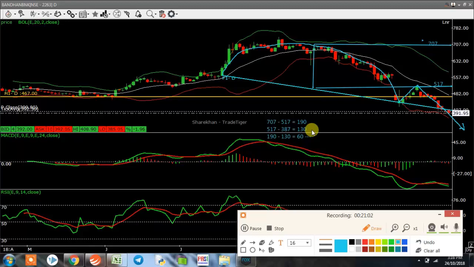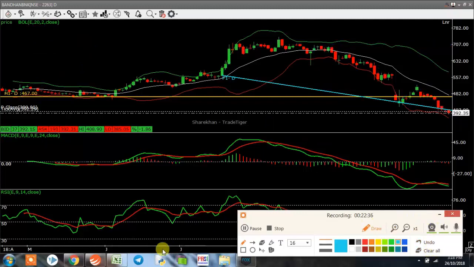That is, from 387 the stock should fall further down to a level of 327. Now this 327 is your support line. So we have calculated support at 327 and our resistance is at 467. So this was technical analysis of the daily chart of Bandhan Bank.